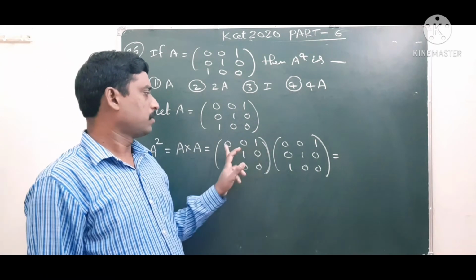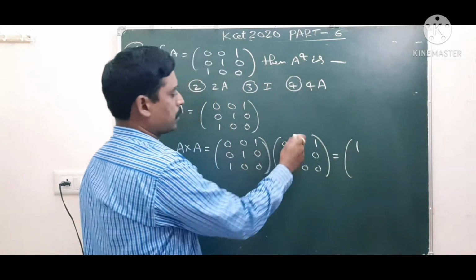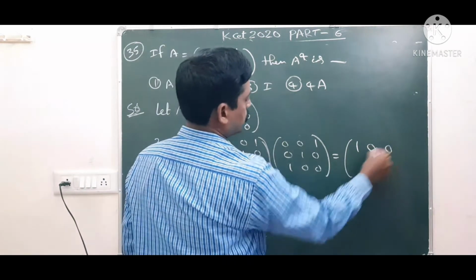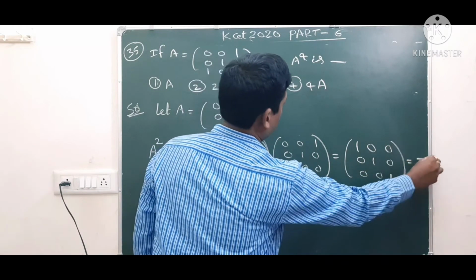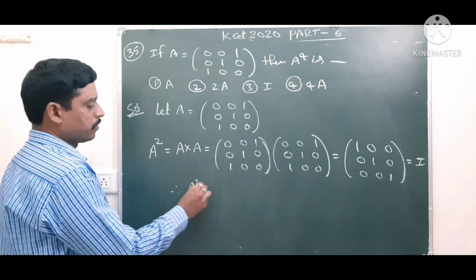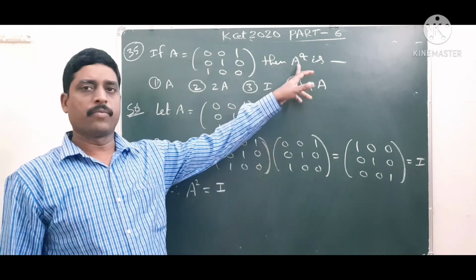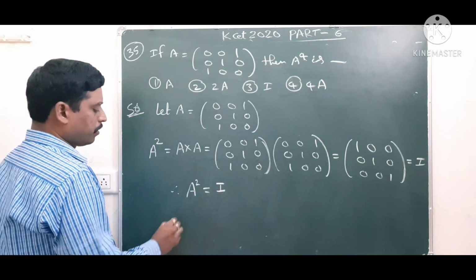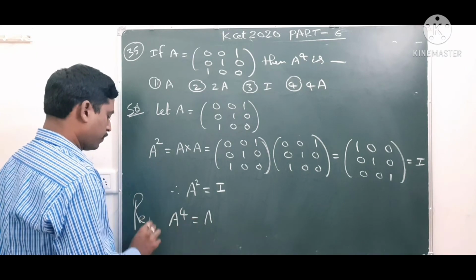After the product, the first row multiplied with the first column gives 1. First row, second column: 0, 0, 0, 1, 0, 0, 0, 1. This is nothing but the unit matrix. A square is equal to the unit matrix, but what is required? A to the power 4. So squaring, A to the power 4 is what is required.